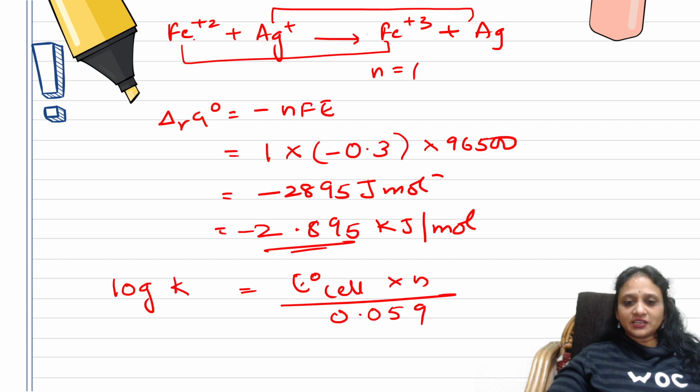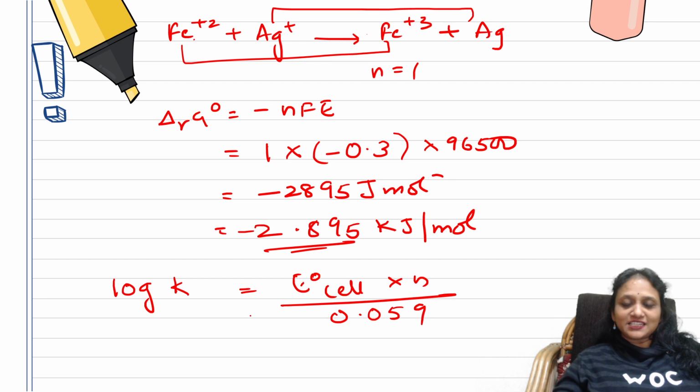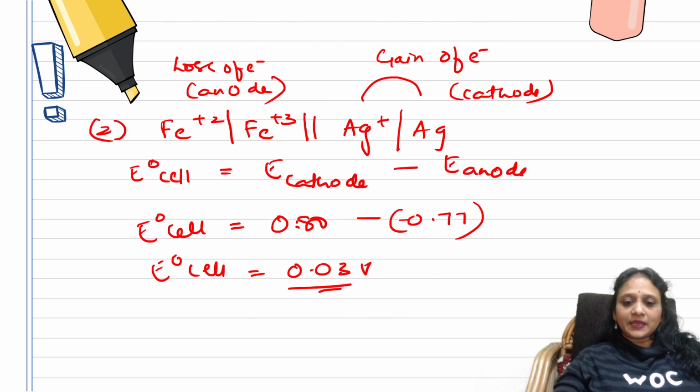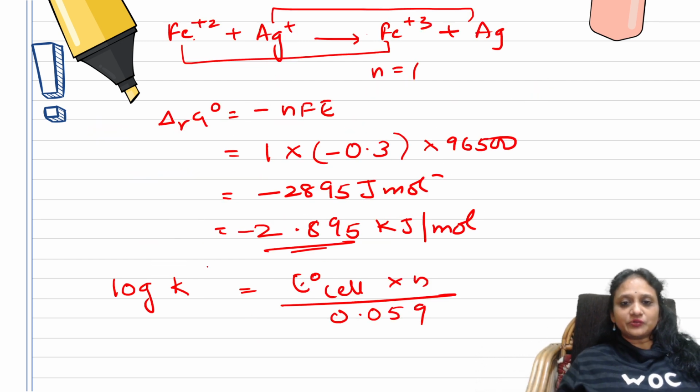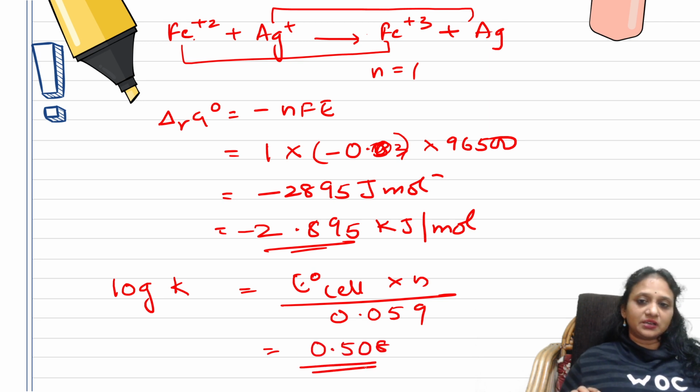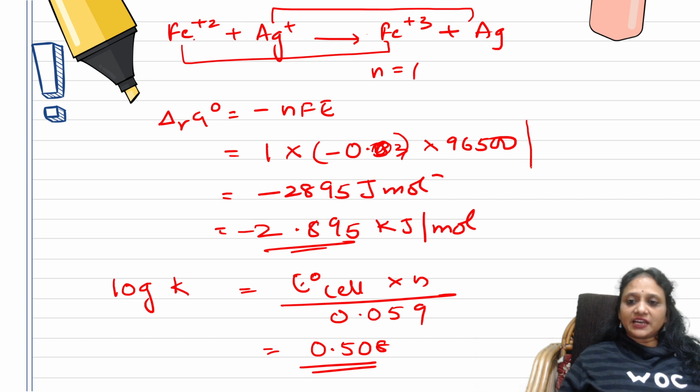Check carefully. Sorry, I don't have place, so I'm writing it here. Not a problem. This is 0.03, n value. This is also 3. Okay. Right, students. Sorry, I should write here 3. When I substitute, I get an answer of 0.508. Remember, further I have to calculate what, students? K value.